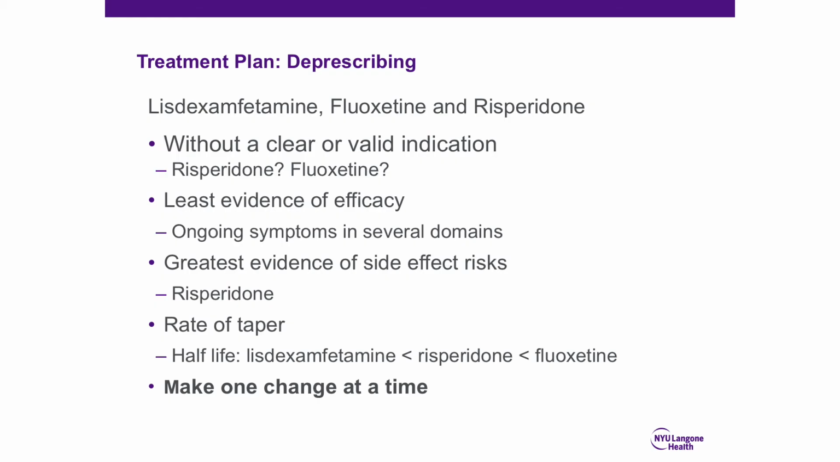So going back to ordering the medications, we want to start with those without a clear or valid indication. I certainly have not seen the clear indication for risperidone or fluoxetine. Then those with the least evidence of efficacy, and this youth has ongoing symptoms in several domains, so it's not clear to me which ones have been beneficial. If they have, it's not beneficial enough. We would like better. Those with the greatest evidence of side effects, that would clearly be risperidone. Then the rate of taper, or the half-life, so we can think about prioritizing, or how that fits into our overall taper. Lisdexamfetamine has the shortest half-life and fluoxetine the longest, and then we want to make one change at a time.